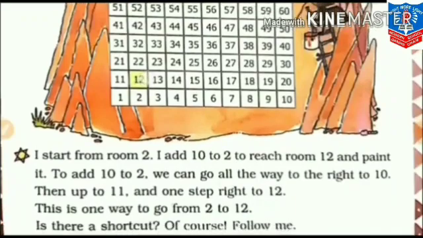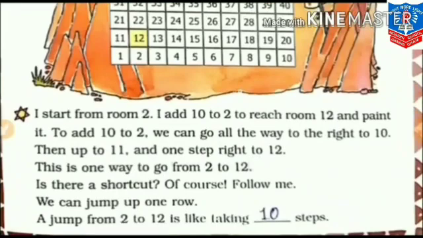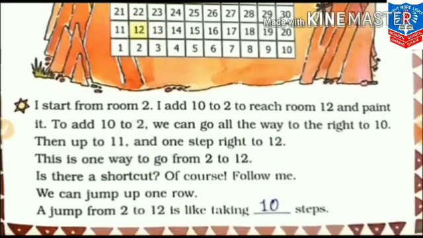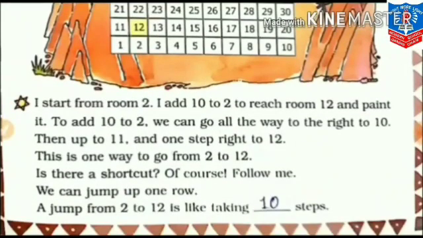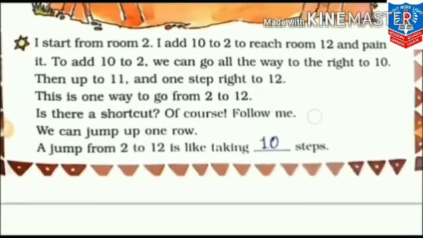Is there a shortcut? Of course, follow me. We can jump up one row. A jump from 2 to 12 is like taking how many steps, children? It will be 10 steps, because 12 minus 2 becomes 10. That is a shortcut. Otherwise, from 10, he was adding 1 every now and then. At a glance, he has taken a jump of 10 steps. Did you understand? Did you understand this much, dear?